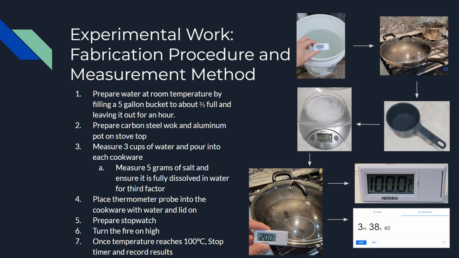Fourth, place thermometer probe into the cookware with water and lid on. Fifth, prepare stopwatch. Sixth, turn the fire on high. Seventh, once temperature reaches 100 degrees Celsius, stop timer and record results.